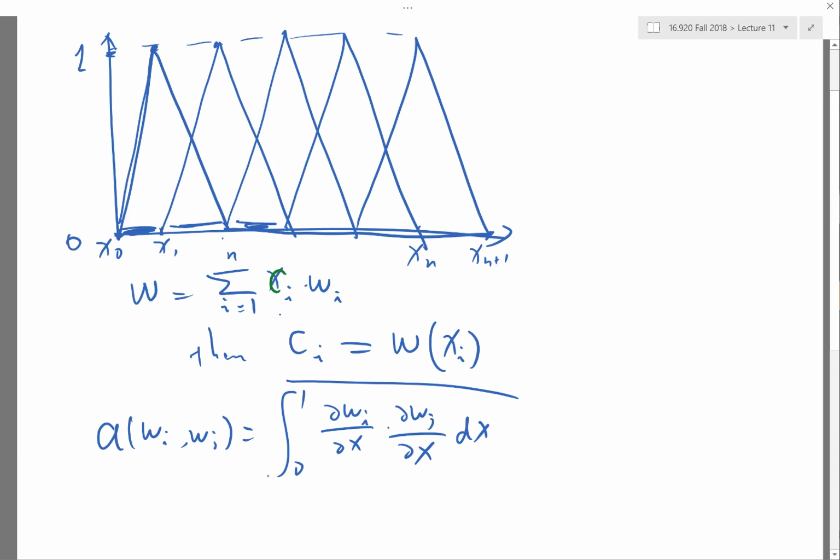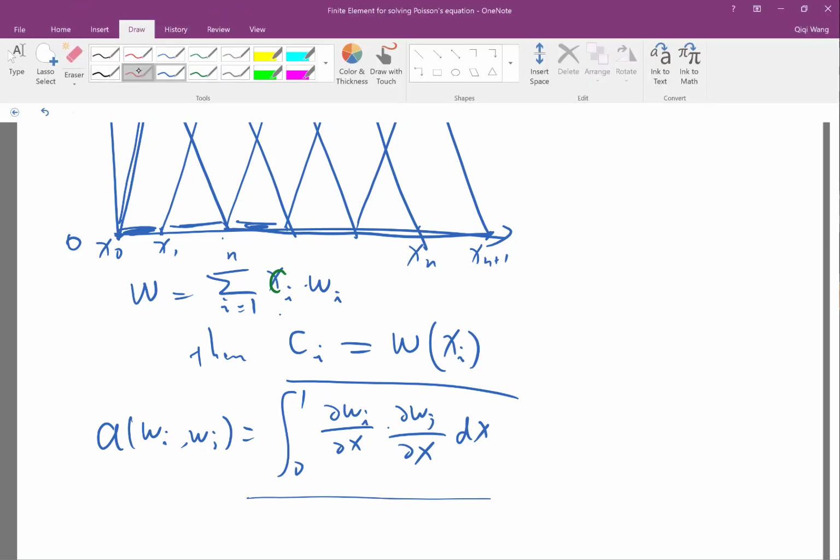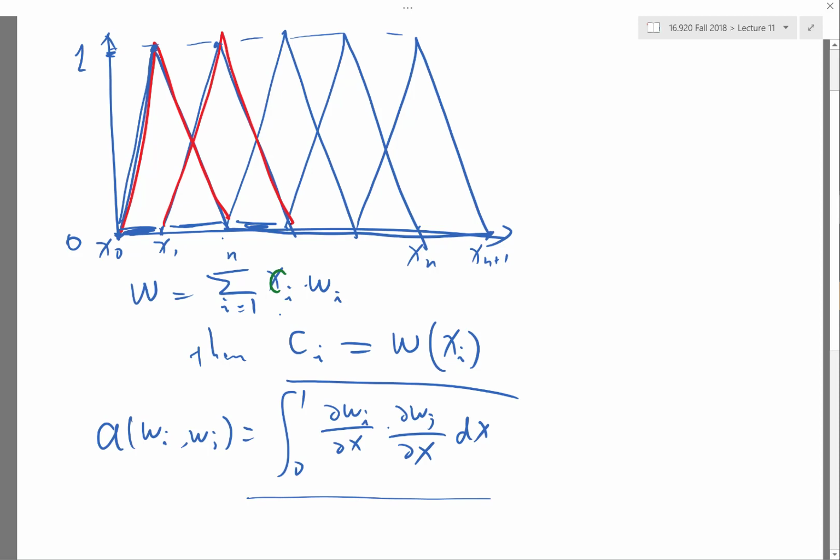Now, first thing to note is that because both wi and wj have finite support, which means they are only non-zero in a small region in the space, in 2 elements, most of these pairs are going to integrate to exactly 0, right? And the only pairs that don't integrate to 0 are what kind of pairs? Yes, the only ones that are not going to be 0 are pairs like this one and this one. But if you have, for example, this one and this one, the gray pair is going to get you 0 for a of wi, wj, because they don't overlap, right?